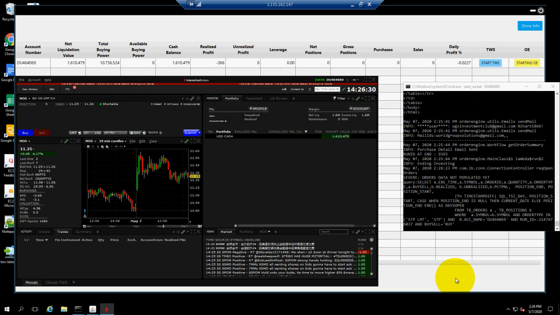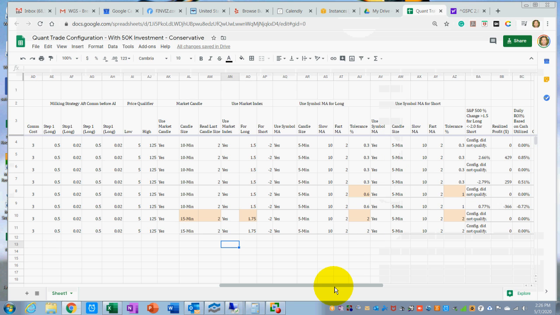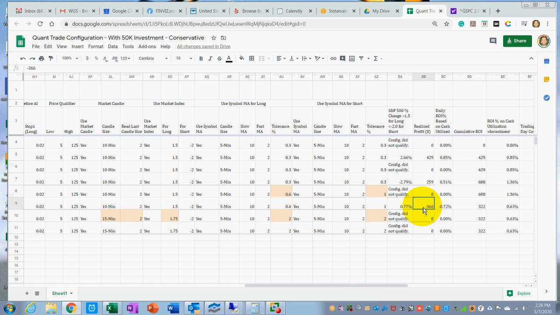But at the same time, in quantitative trading, if you face a loss the way I did, to show it to you, which was here, I had faced a loss of $366 on May 5th. I have tightened the algorithm from 10 minutes to 15 minutes on two bars, and I've moved the S&P from 1.5 to 1.75 to qualify. On the short side, I did not make any change. And on the moving average for the tolerance, I have increased it from 0.06 to 0.2 to check every stock if the moving average has a differential of 2%.